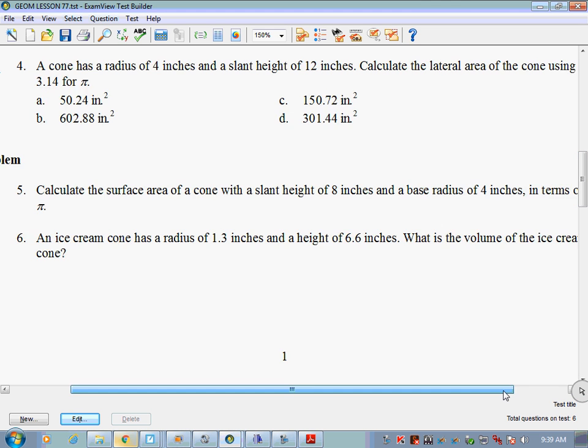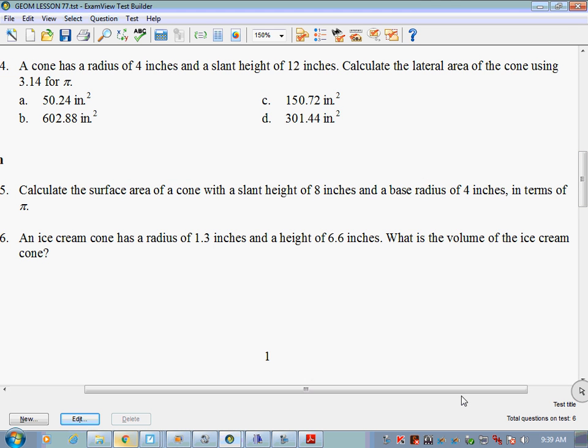All right, last couple of questions here. Calculate the surface area of a cone with a slant height of 8 inches and a base radius of 4 inches in terms of pi. Let's see, Austin, what is my formula for surface area? Plus pi r squared? Pi r squared. Oh, got me all messed up there.